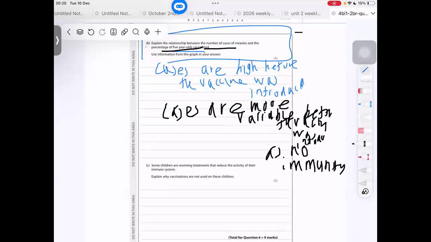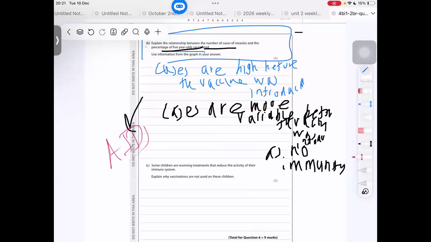Yes, miss. All right. Then the C1, some children are receiving treatments that reduce the activity of their immune system. Yes, due to some diseases. These are called immunodeficiency diseases. If you take AIDS, for example, it's an immunodeficiency disease. That means our body becomes less responsive to bacteria, pathogens, and everything. Our immunity becomes very less responsive.